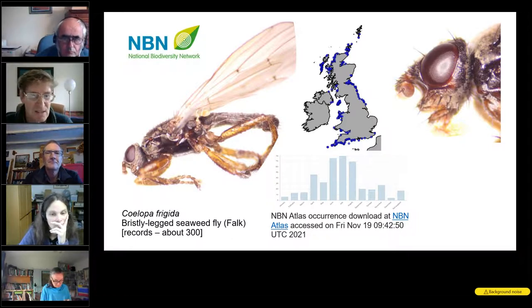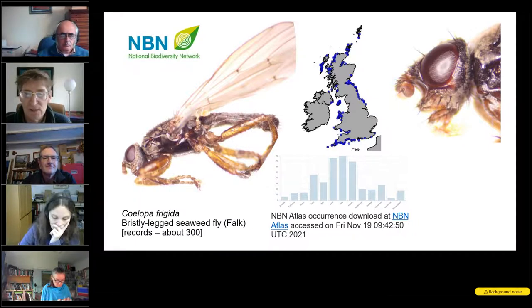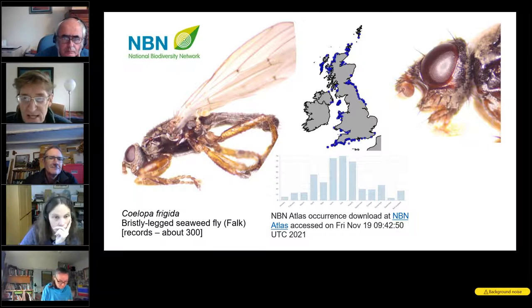So the most abundant, most common fly is this Coelopa frigida, which has been called the bristly-legged seaweed fly by Stephen Falk on his Flitter postings. And I'm just putting here the most recent NBN map for the species. You can see it has really a distribution all around the coast of Britain, as far as Shetland, but into the Outer Isles. Bit of a gap on the east coast of England, but I presume that's just a recording gap.